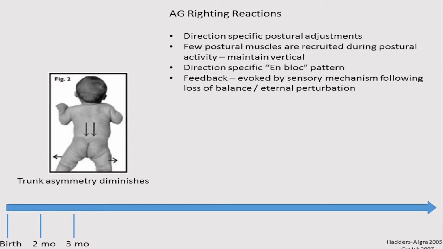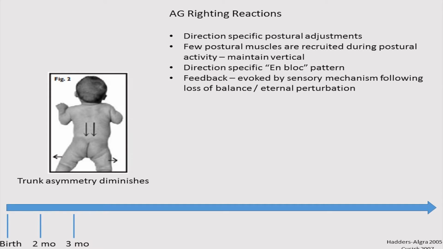By the time we hit 3 months, we start to see the first transition in the development of postural control. Now we have direction-specific postural adjustments. These adjustments are in block, so it's the entire unit moving as one, and they are all feedback. These postures are evoked by a sensory mechanism, whether it's a loss of balance or an external perturbation that then evokes the sensory mechanism and this postural adjustment.